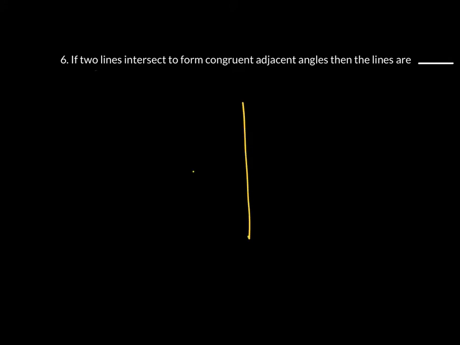So I'm just going to draw a picture, obviously, of two lines. And I'm going to label those two lines L and M, just because I need to put labels on there. And then they intersect to form two congruent adjacent angles. Adjacent means next to each other, so I'm just picking out a pair of adjacent angles. I could label any ones I want there. And what I know is that those two angles are congruent to each other.